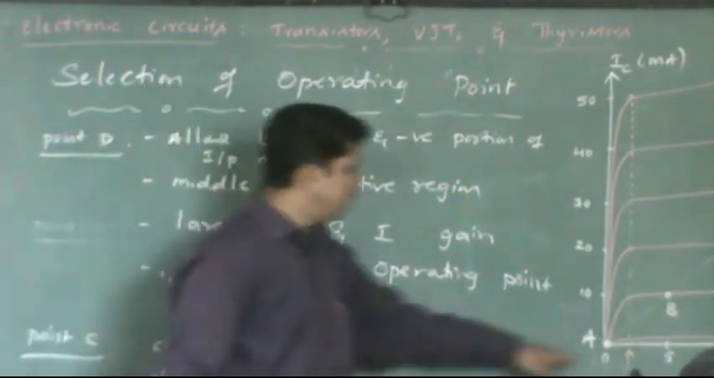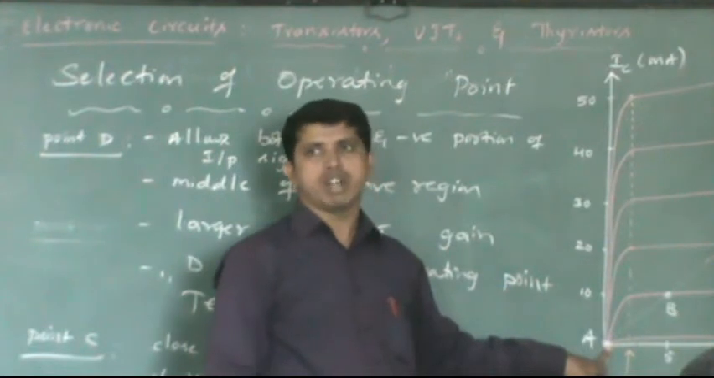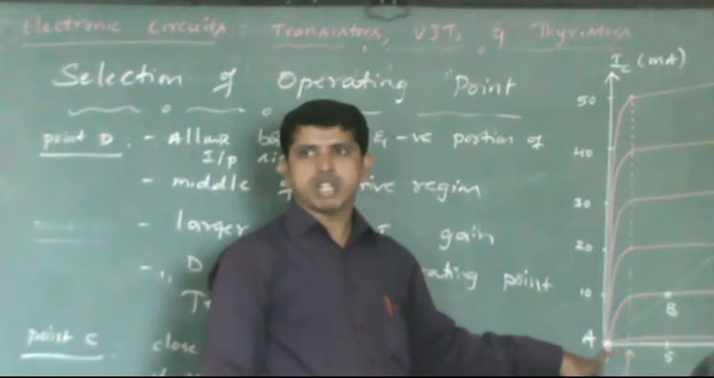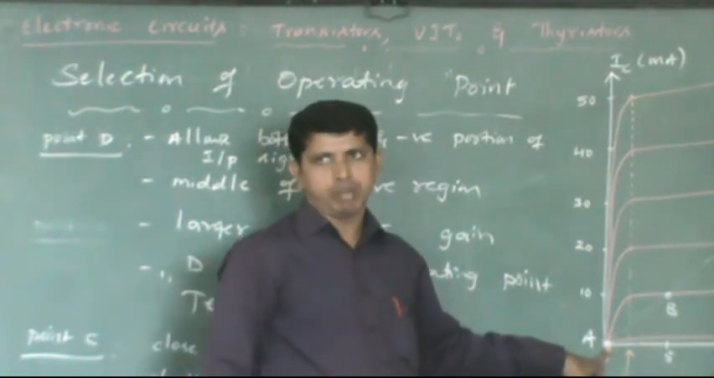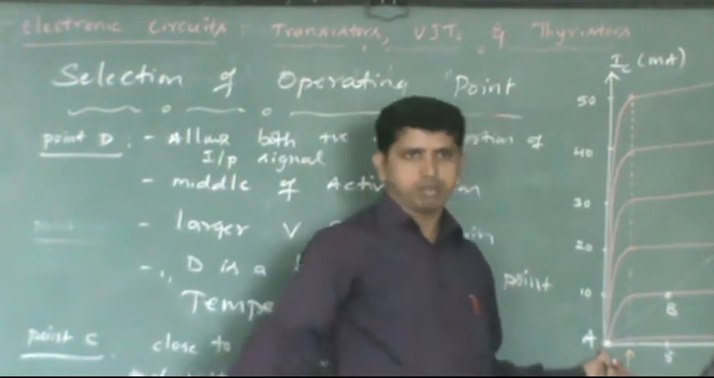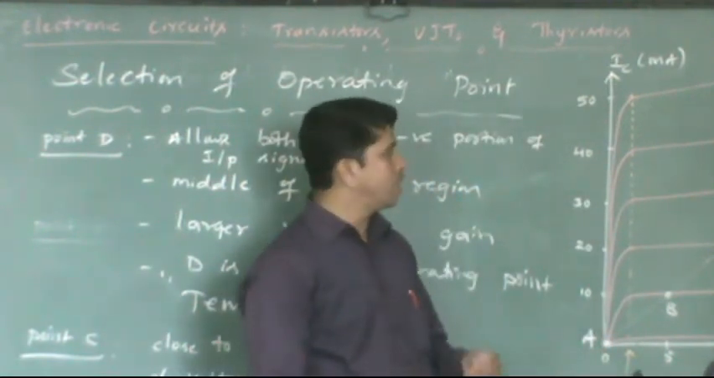Among these, we said that A is not a suitable operating point because it is at the origin, and moreover you will never get the positive and negative portions of a signal. Distortions will appear at the output. No faithful amplification. A is not suitable because here the VB is also 0. Many factors are there. So A is not suitable.